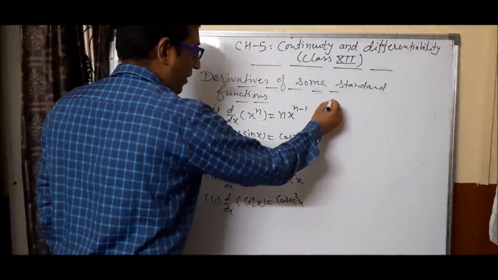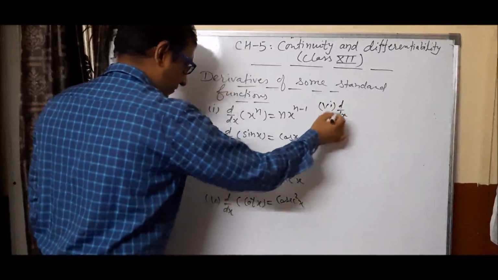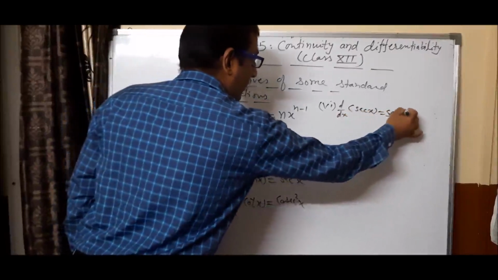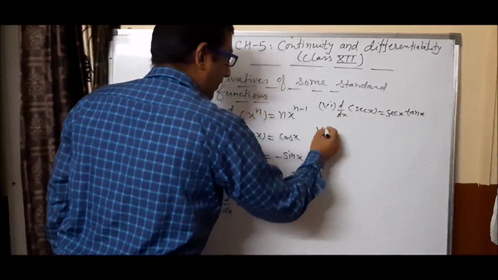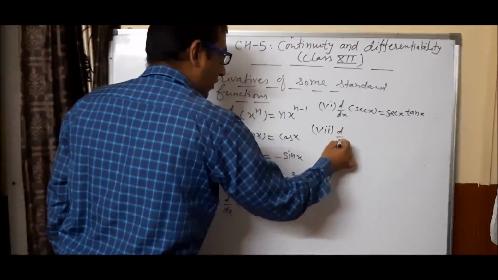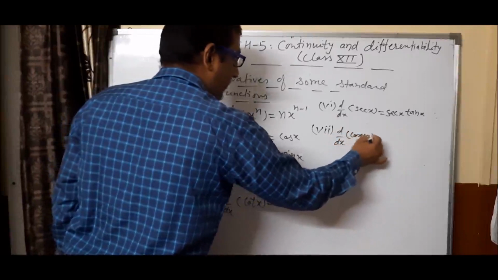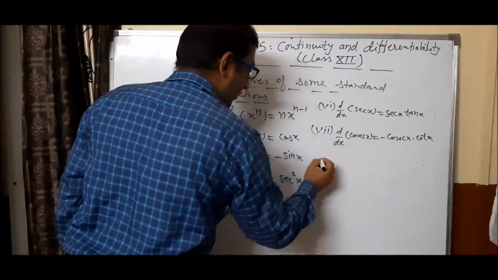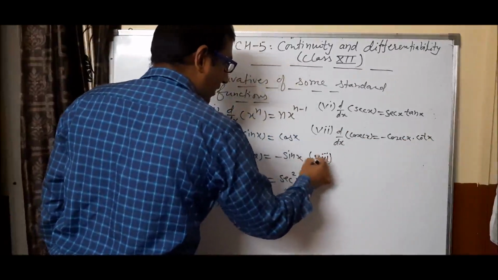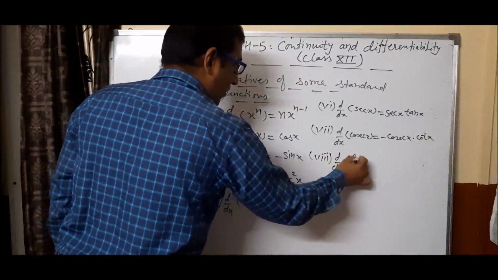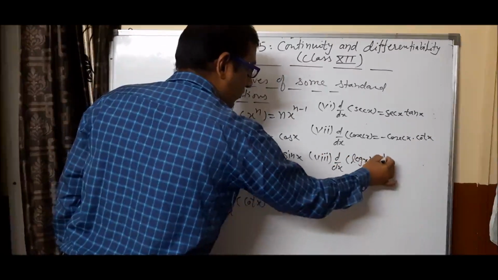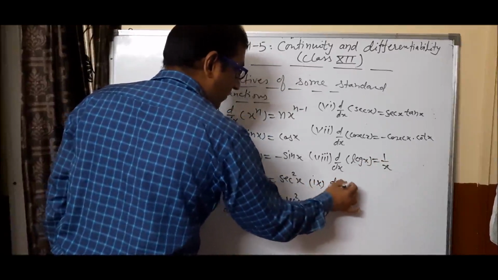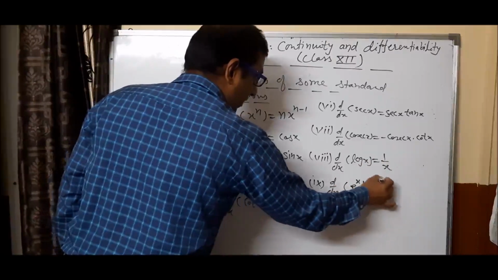And then sixth formula is d by dx of sec x. This is equals to sec x into tan x. And then seventh number is d by dx of cosec x. This is equals to minus cosec x into cot x. Number 8th formula d by dx of log x. This is equals to 1 upon x. 9, d by dx of e raised to the power x. It becomes e raised to the power x.